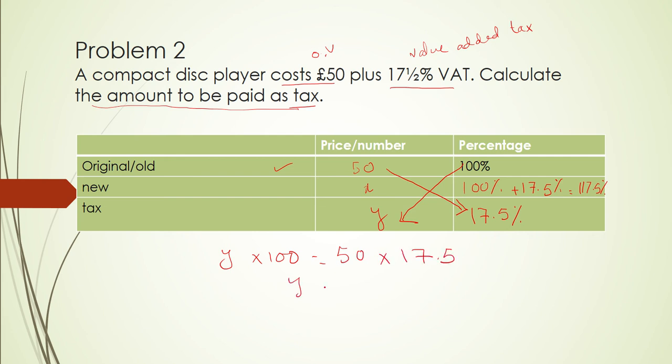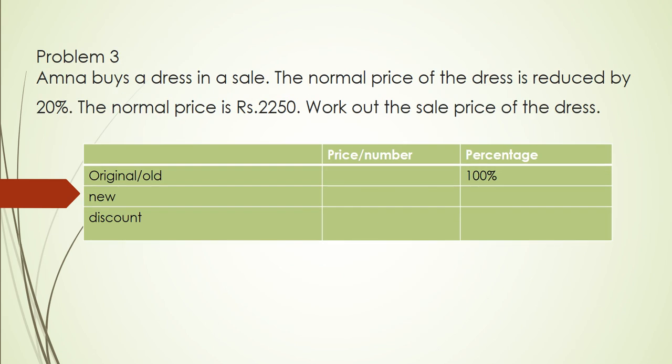Divide both sides by 100. 50 multiplied by 17.5 divided by 100. So the answer is £8.75. This is the tax which we have to pay along with this £50. And if they are asking what will be the new cost of the compact disc player, it must be £58.75. I hope you are clear about it. Let's see the third problem.